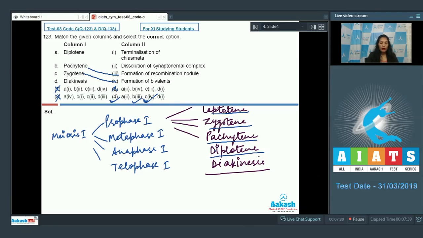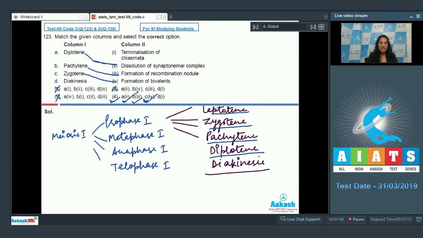Now diplotene, what happens in the diplotene? In case of diplotene, there is a dissolution of the synaptonemal complex. What is synaptonemal complex? This complex ensures the togetherness of the two homologous chromosomes so that crossing over easily takes place. So A matches with the second.